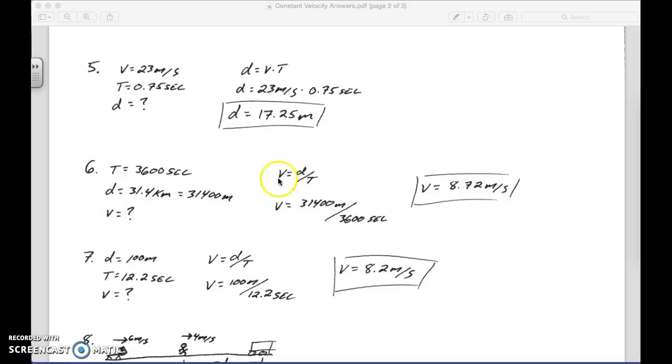Well, velocity is displacement divided by time. The displacement was given at 31,400 meters. The time was given at 3,600 seconds. Divide those two numbers, and we find out you've been going 8.72 meters per second.